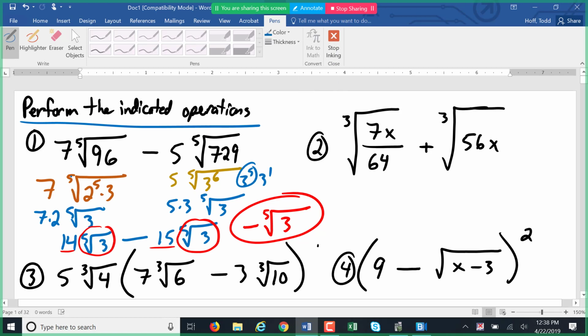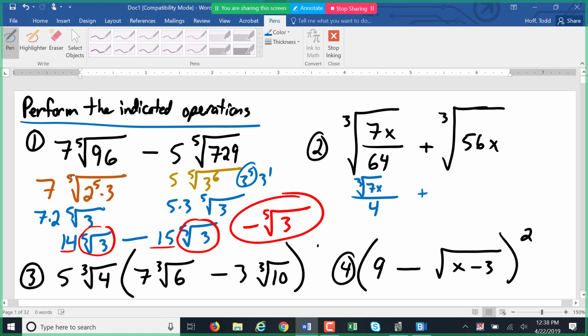Number 2 over here. Same type of thing. They don't have the same name. They have different objects inside the radicals, but they're both third roots, which means we've got some room to go with it. Well, this one here, I'm going to split it up. The third root of 7x on top, the third root of 64 on bottom, which is just 4.